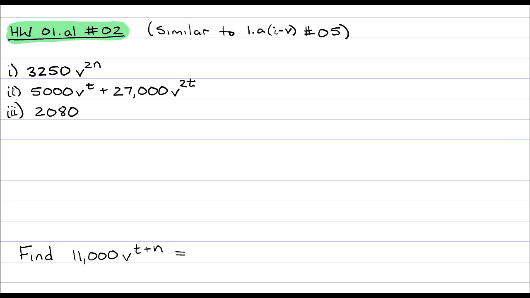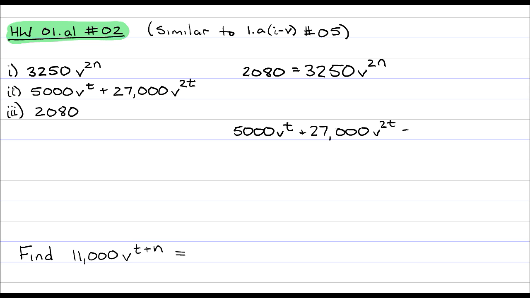So this gives us 2 different equations that we can work with. We know that 2,080 is equal to 3250 v to the 2n. And additionally, we know that 5,000 v to the t plus 27,000 v to the 2t is equal to 2,080.